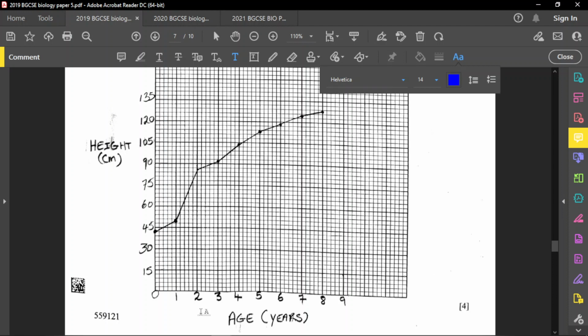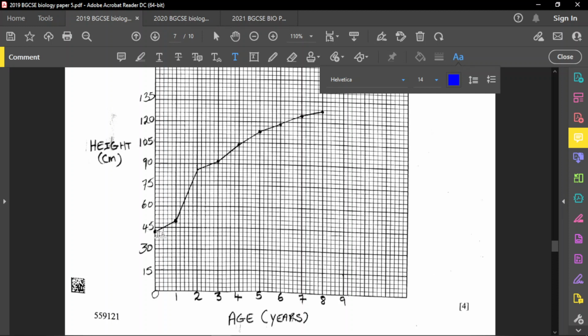Also, you want to make sure that you label both axes as well. Do not just put on numbers and not label. You have to label the axes and even put their units there. For example, height is measured in centimeters based on the chart, and the number of years or the age in years. And you plot a graph that looks something like this.